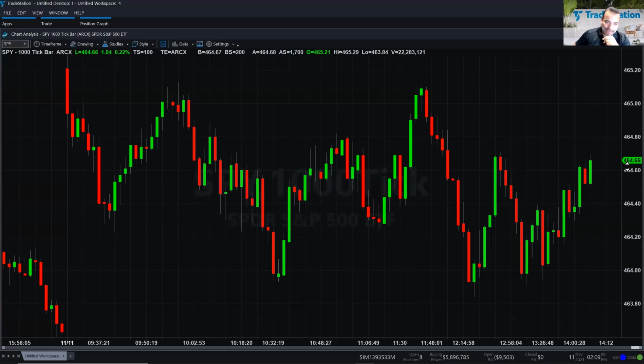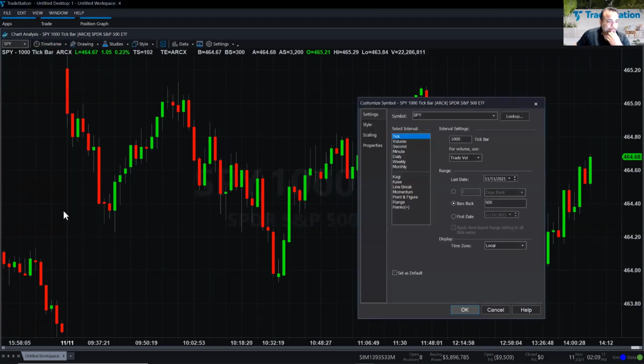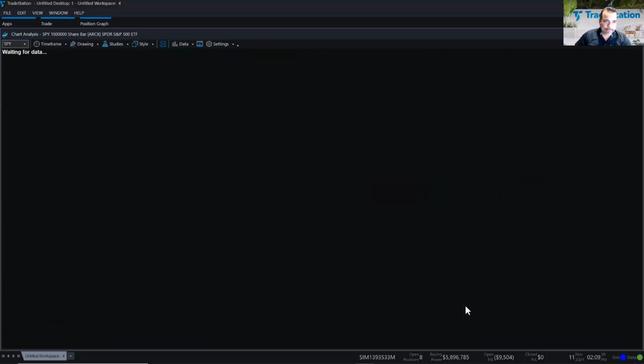If I go back here to sessions or time frame, and go to customize, the other one is volume. Volume does not count the number of trades. It actually counts the number of shares traded. And if you're into futures, it'll count the number of contracts traded. So if I go here to volume and I say, well, build every bar based on 1 million shares traded. I think I need an extra 0 to make it 1 million. All right, let me click OK.